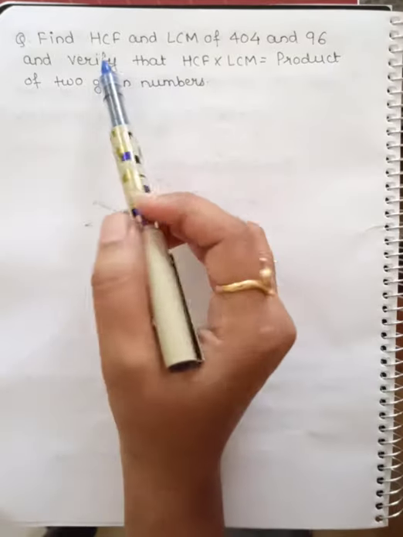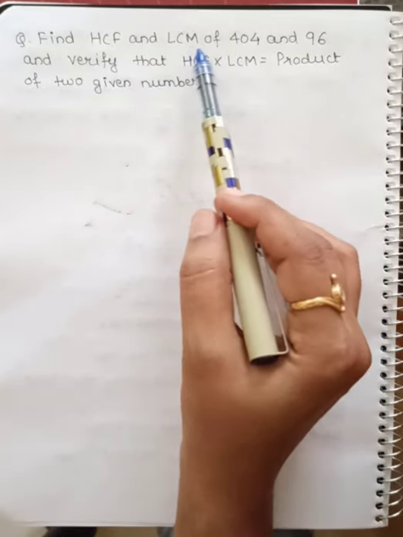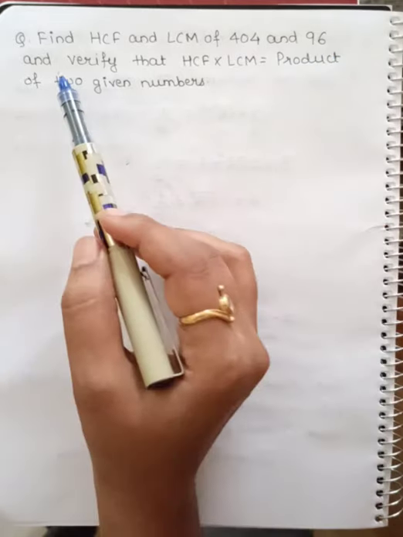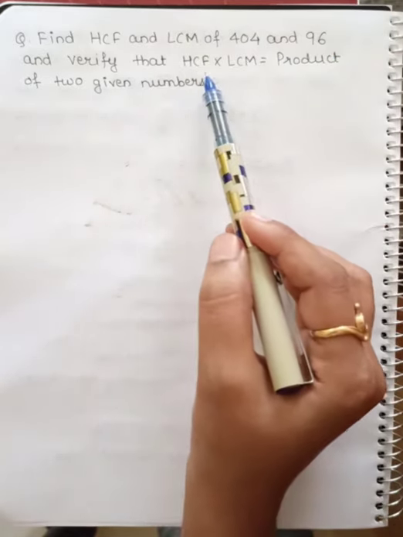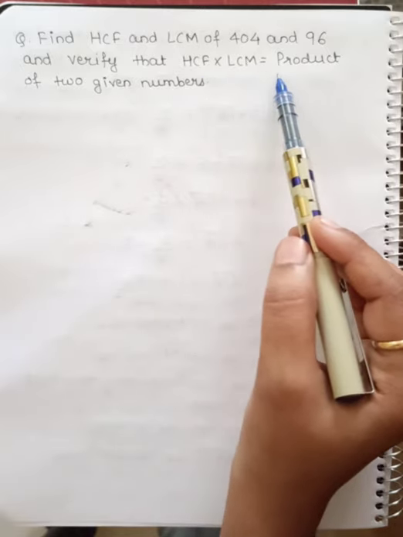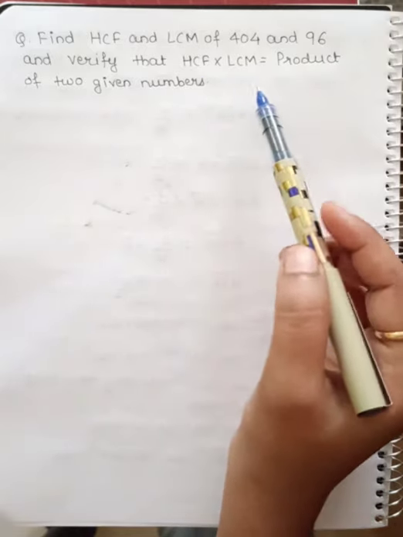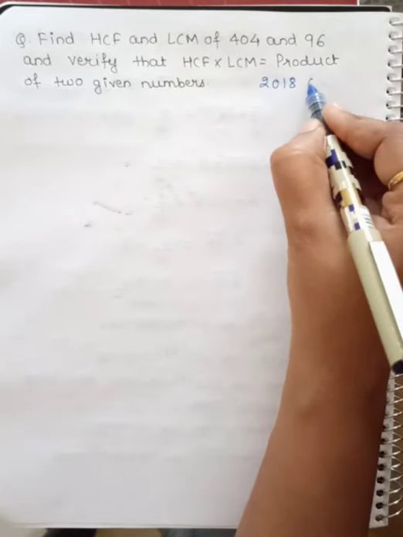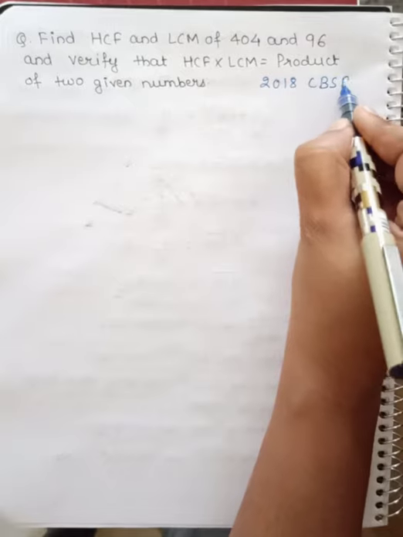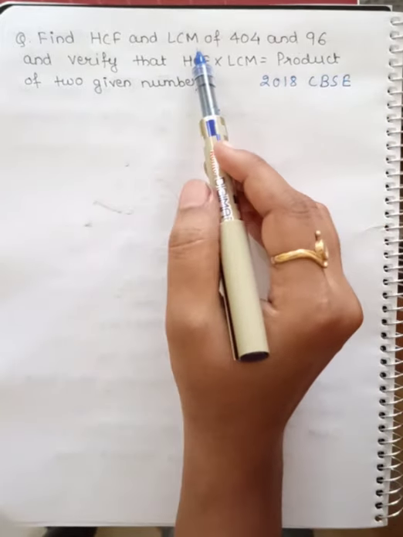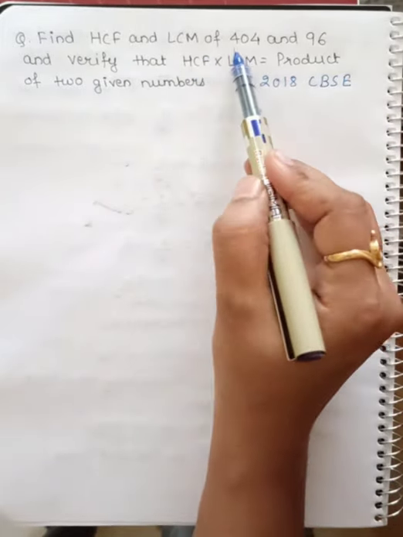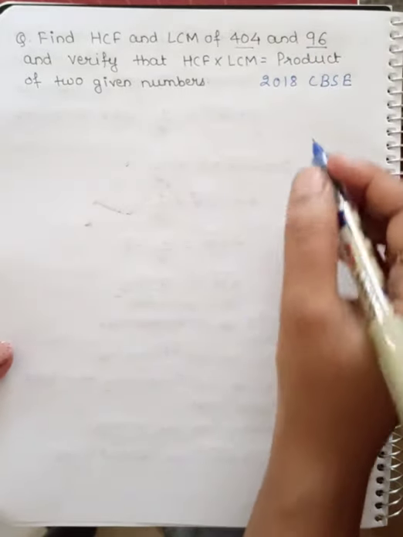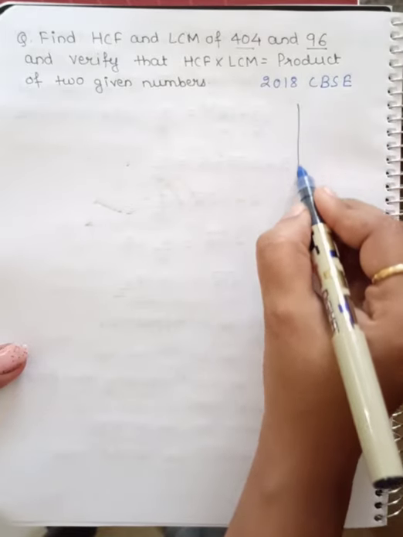So the question says, find the HCF and LCM of 404 and 96, and also verify that HCF into LCM is equal to the product of the two given numbers. Now this was the question asked in the 2018 CBSE exam. To find the HCF and LCM, first of all we have to represent these two numbers as a product of prime factors. Now everybody knows how to do the prime factorization.